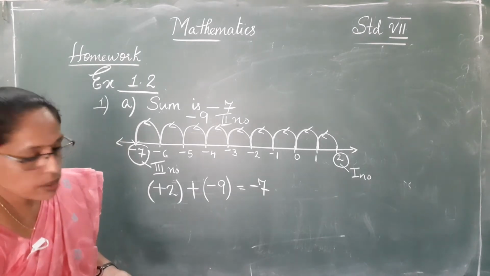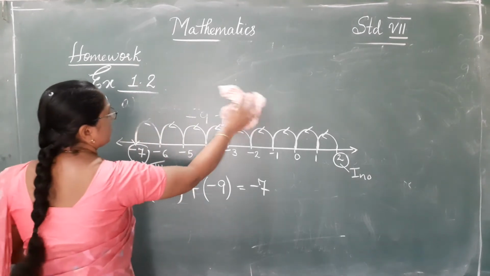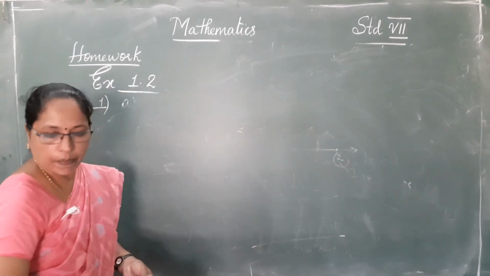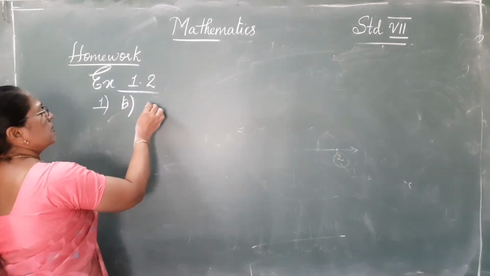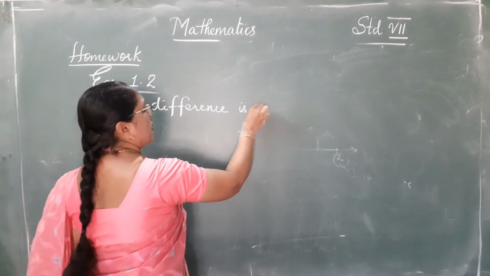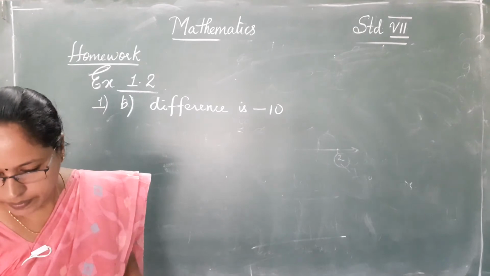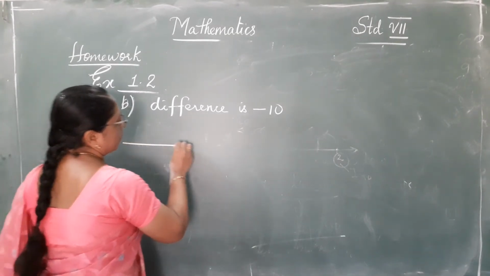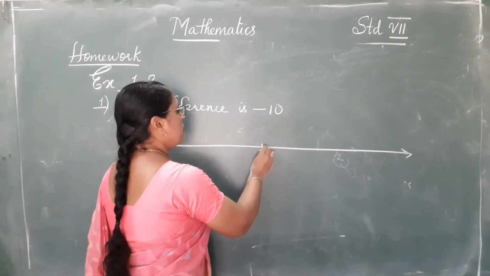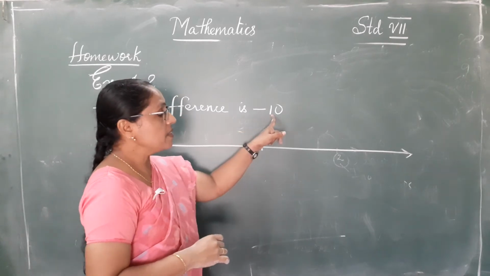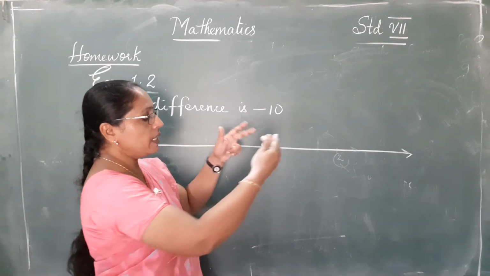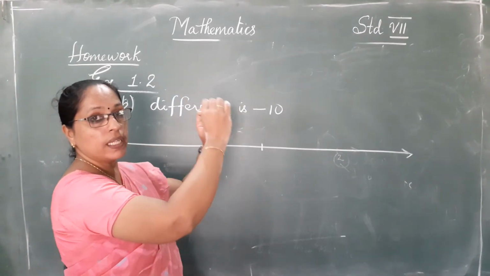Okay, now coming to the question B part. Differences, -10. So draw the number line and mark the numbers. Here what you have to make sure is that -10 is the answer. The answer is used as the counting step, 10. So we need 10 steps to count from the number you are selecting.